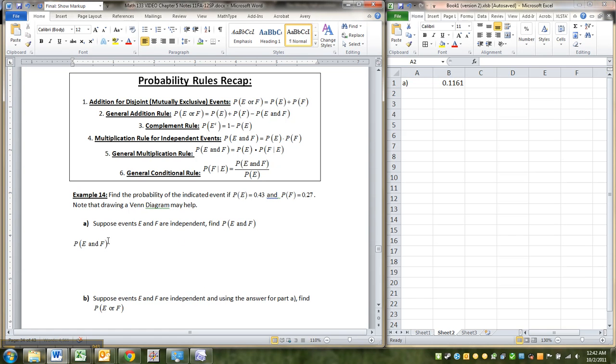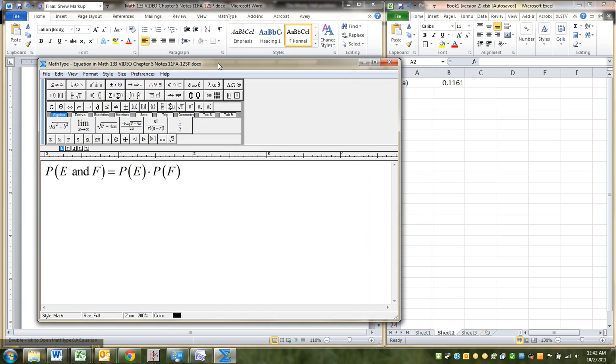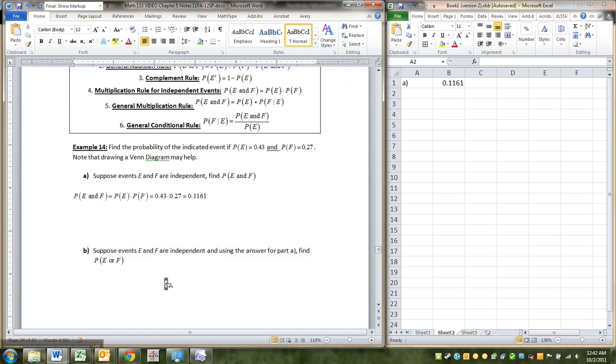So let me write it out. Probability of E and F is equal to the probability of E times the probability of F, which is equal to 0.43 times 0.27, which is equal to 0.1161. Done with that one.